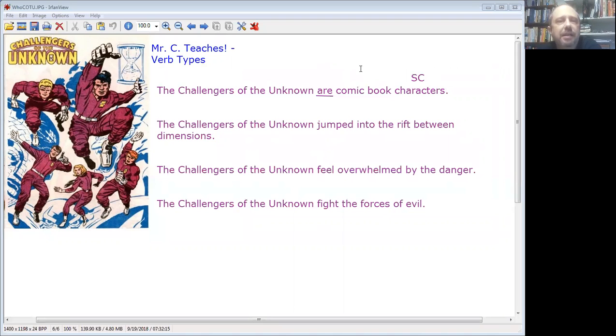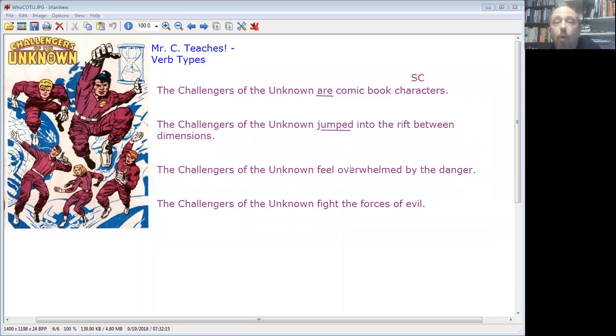In my second sentence, the Challengers of the Unknown jumped into the rift between dimensions, because, you know, that's the kind of thing they did. Jumped is the verb, and jump is an action verb. But jumped in this sentence is intransitive. It's an intransitive verb. There's no object to jumped, right? There's a couple of prepositional phrases, but there's no direct object.